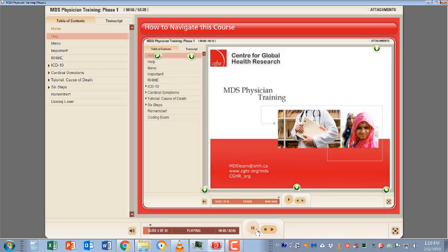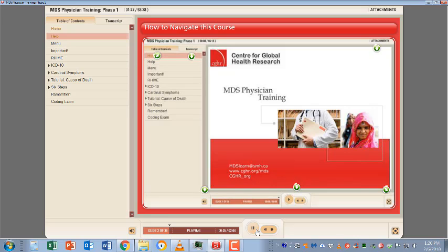The Table of Contents tab on the top left of the screen displays the structure of the course. You can navigate through the program by clicking on each heading. Beside the Table of Contents tab is the Transcript tab. Here you will find the written transcript of the audio component of the course.